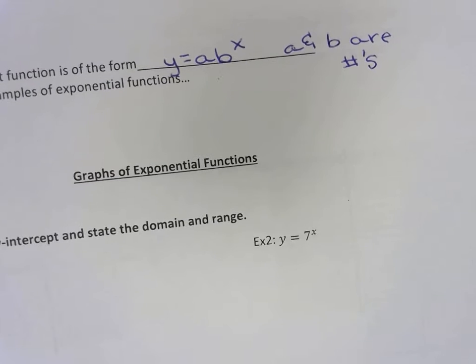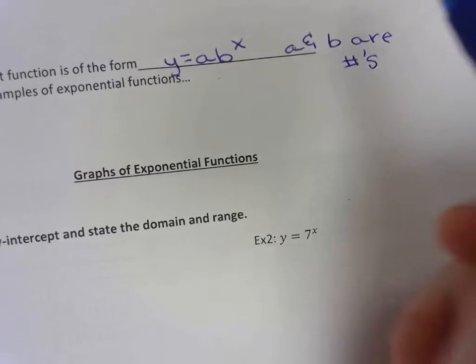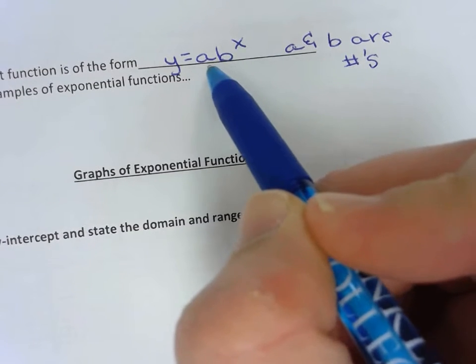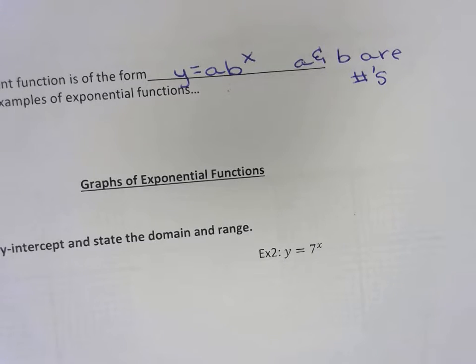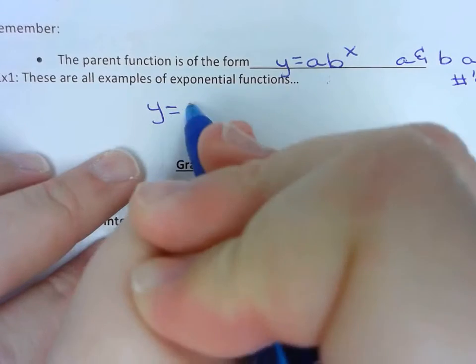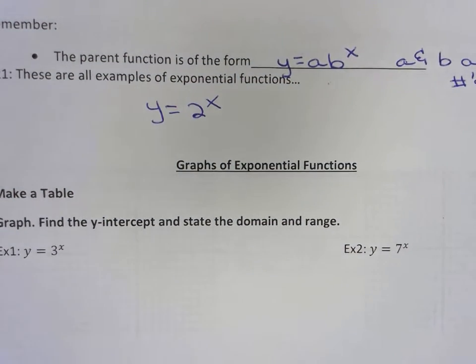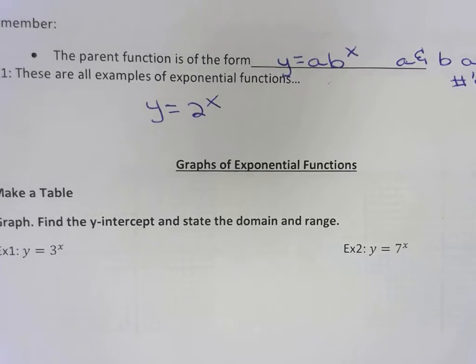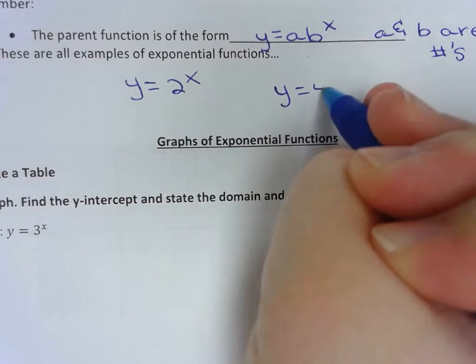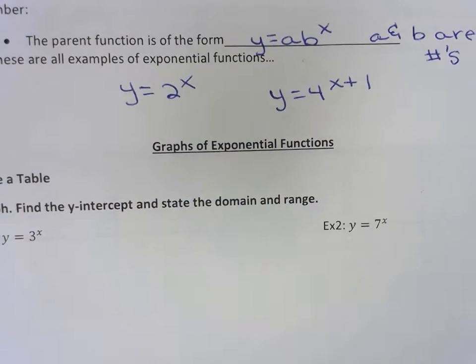So as I'm looking at this, we're going to have A times B to the x power. This is exponential because my variable x is the exponent. A and B, even though those are variables, are just going to be numbers when we actually deal with them. So some examples of exponential functions: y equals 2 to the x power, something like that. Y equals, I don't know, 4 to the x plus 1 would be another example. These are all examples of an exponential function.